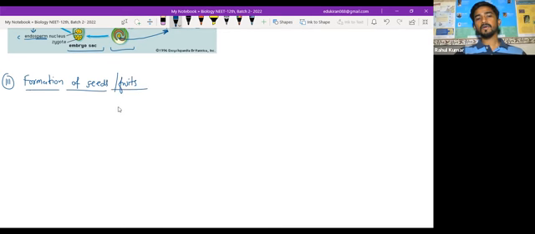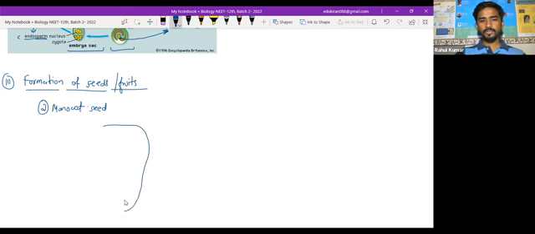So first, seed. What is a seed? We know by now that there are two types of seeds, monocot and dicot, right? Yes. So first let's make a monocot seed. We know that a monocot seed only has one cotyledon, correct? Yes. Let me draw a rough monocot seed for you. Let's say this is the one cotyledon.